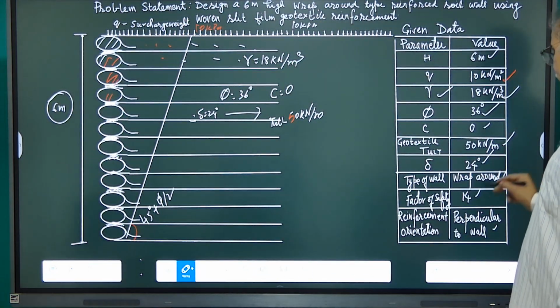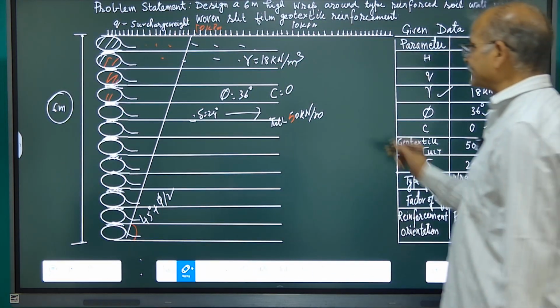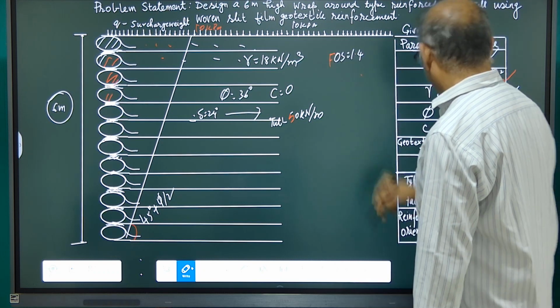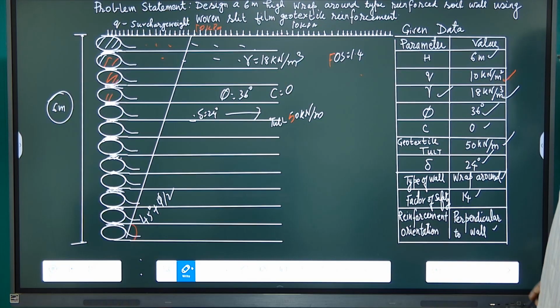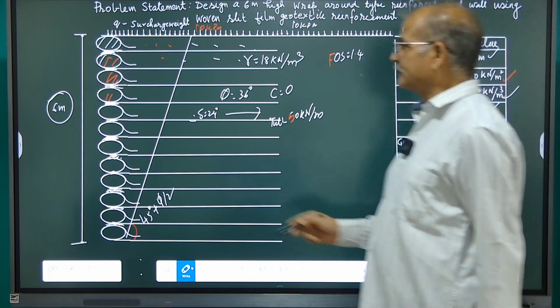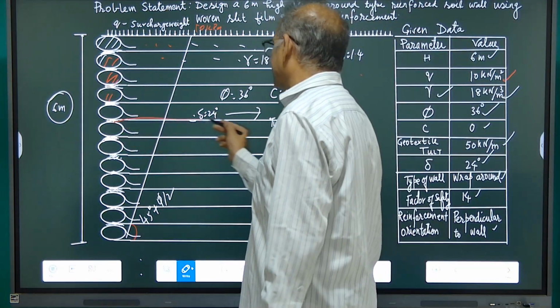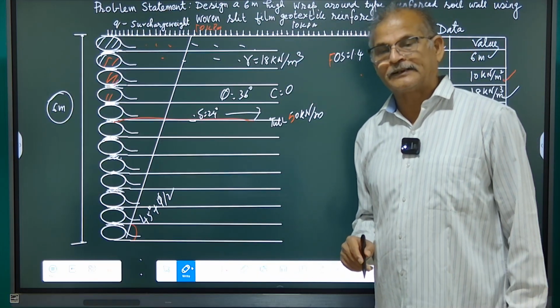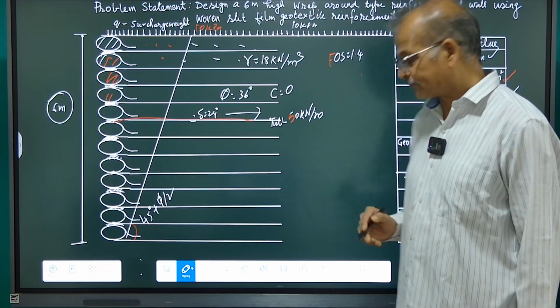Type of wall: wrap around, factor of safety is used 1.4. Reinforcement orientation perpendicular to the wall, जो reinforcement का orientation है that is perpendicular to wall, so we need to design this for the internal stability in this lecture.